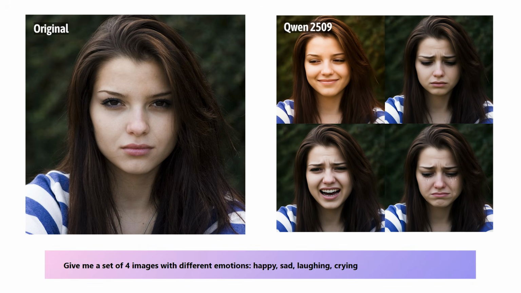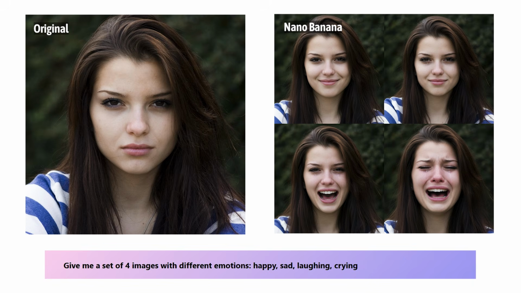For Qwen, the set attempts different emotions, but they don't come across as strongly. They all seem to be sad or crying. She is also looking off camera, which makes this generation less appealing. For Nano Banana, at first glance, it looks solid, but the happy and sad images are almost identical. The laughing expression also looks mixed with crying, which makes it less clear overall.